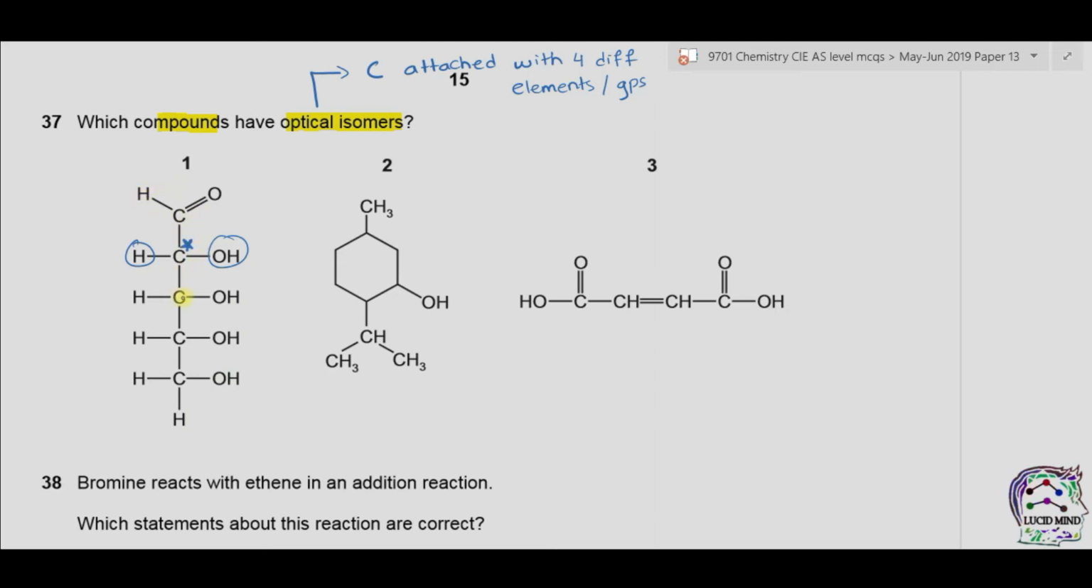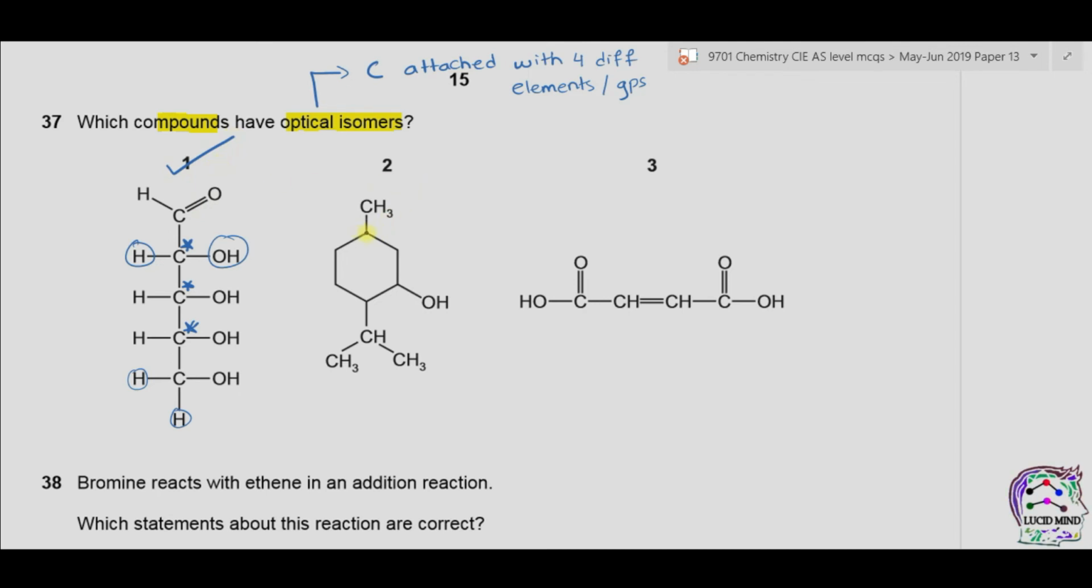Again we can see that the second carbon, this one, is also chiral as it is attached to 4 different groups. This one is also chiral. This one is not chiral because it is attached to 2 hydrogen atoms that are the same. This is also not chiral because it is attached to oxygen with a double bond. So option 1 is correct.